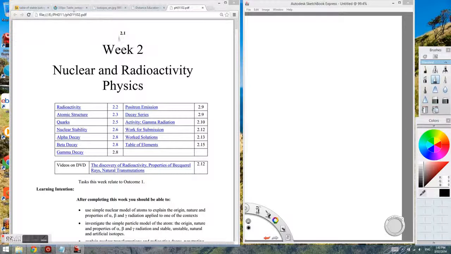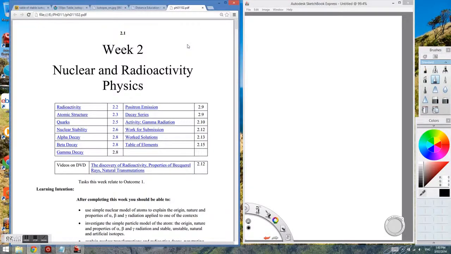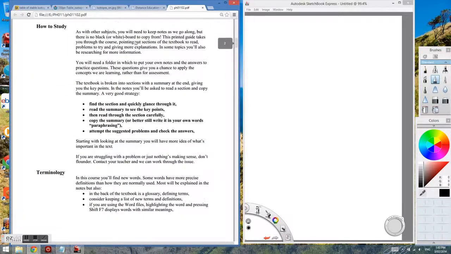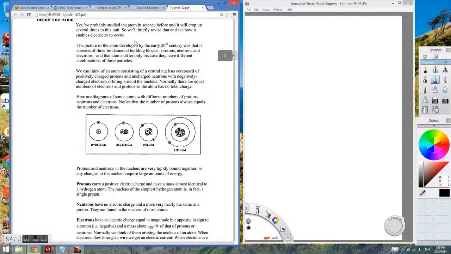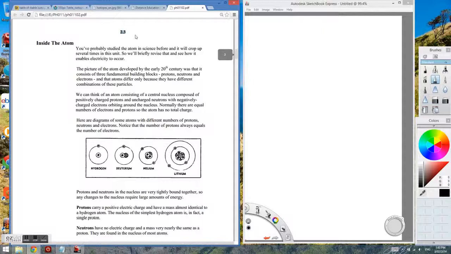Okay, everyone, I believe you have watched the three YouTube videos. So now let's write down some notes. First, go to your notebook. Distance education notebook, page 2.3. Okay, go to page 2.3.